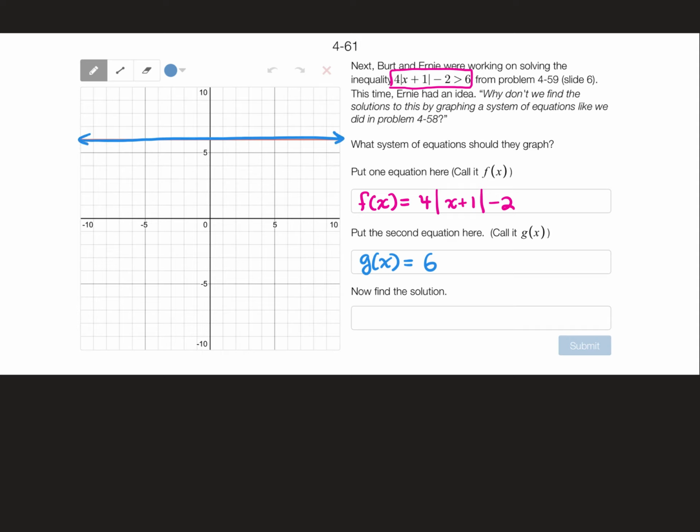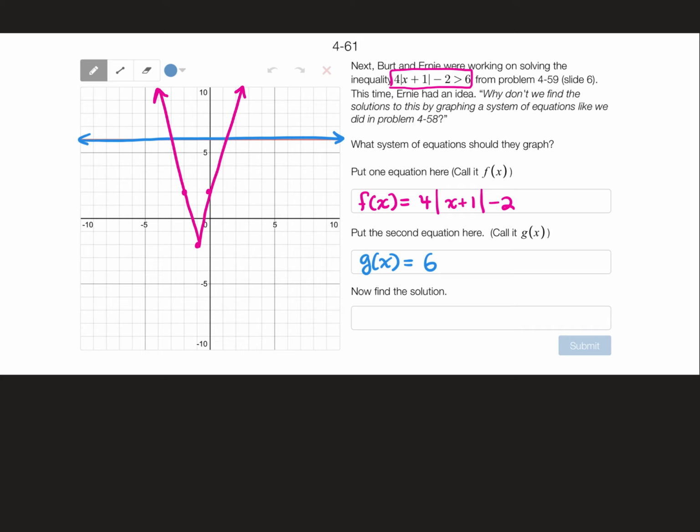And then we can graph the absolute value equation. So you can use Desmos if you want. You might be able to graph this by hand. Remember, we have a left 1, down 2, and then it has a vertical stretch of 4. So we'll end up with something that looks like this. All right, so there's our absolute value over top of our horizontal line.